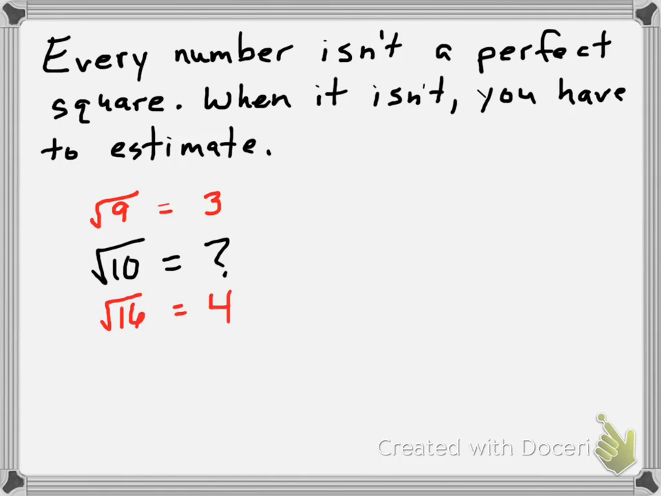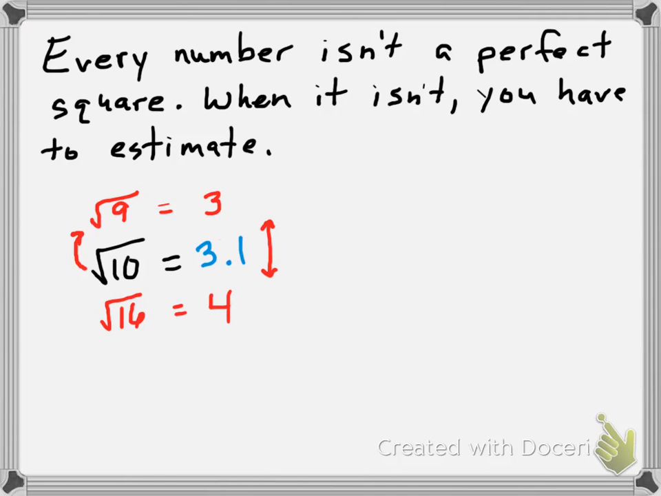But I also see that this 10 is a whole lot closer to the 9 than it is the 16, right? So it's obviously going to be closer to the 3 than it is the 4. Okay, so I can erase that, and let's say that I guess that it's 3.1, because since 10 is closer to 9, I made my answer closer to 3. So I guess 3.1, and that's my approximation.